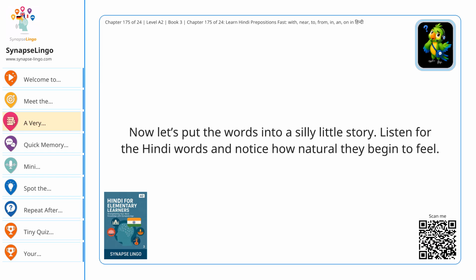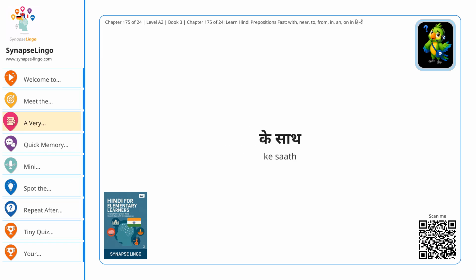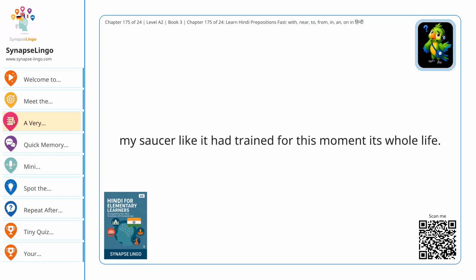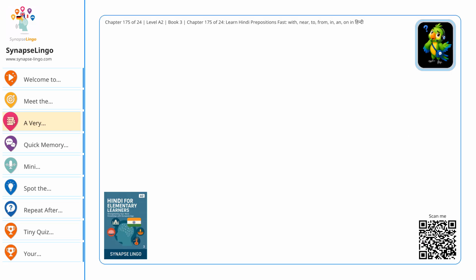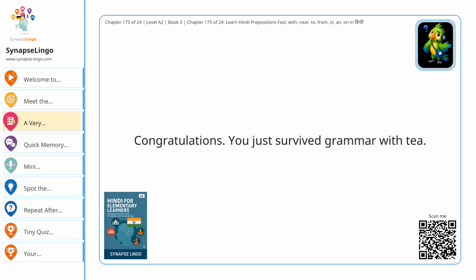Now let's put the words into a silly little story. Listen for the Hindi words and notice how natural they begin to feel. One morning, I went के साथ my friend to a chai stall पास my house. I gave एक coin को the tea seller. The smell came से the kitchen and the hot tea was all ready में the cup. Then a biscuit landed heroically पर my saucer like it had trained for this moment its whole life. Congratulations, you just survived grammar with tea.